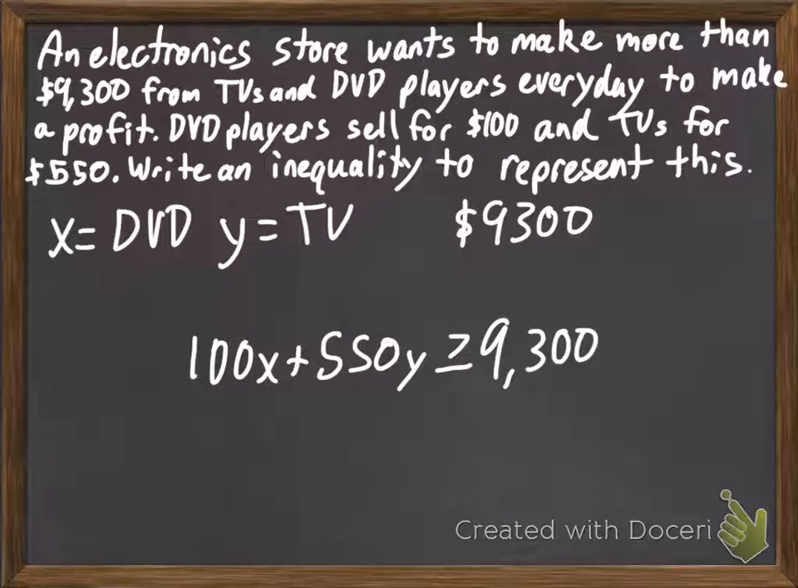And here's the solution to that example. I let x represent DVD, y was TV, and we wanted to have a profit more than $9,300, and I'm sorry, it said more than. So more than means that the equal sign needs to go away. Because it says more than, it cannot be equal to that $9,300. So it's 100x plus 550y is greater than $9,300. I know this one was a little bit tricky because it got me until I looked at it a second time.